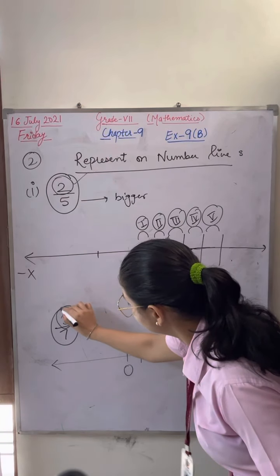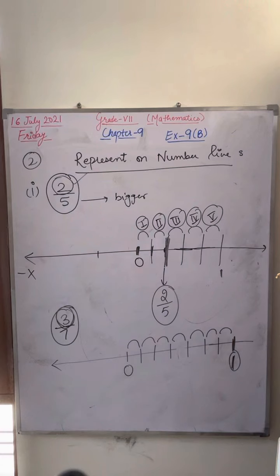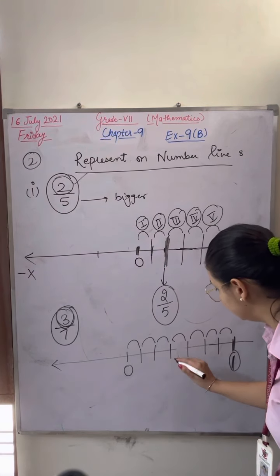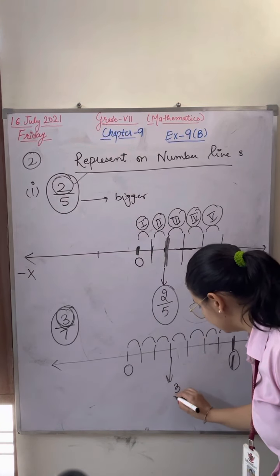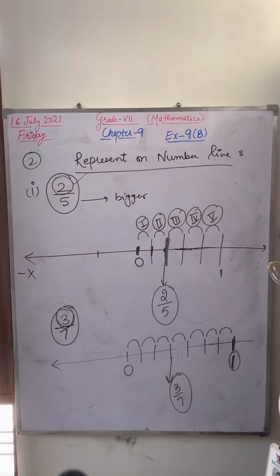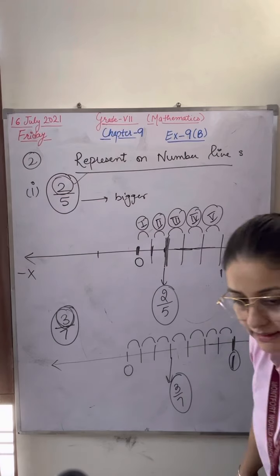And check the numerator. The numerator is 3. That means first, second, third. This is your answer. This is 3 by 7. Any doubt? Any doubt now, Urvashi? Yes. How to represent? Okay.